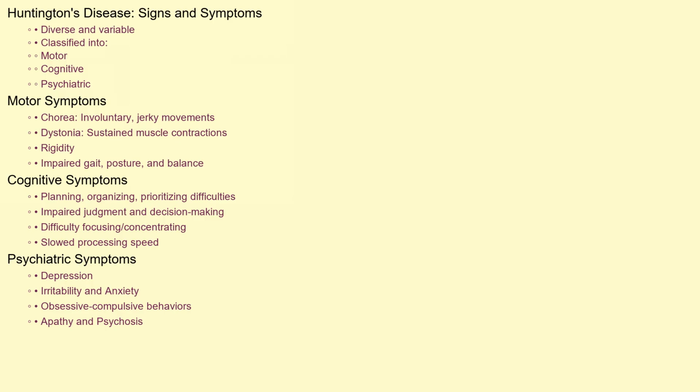Cognitive symptoms encompass difficulties with planning, organizing, and prioritizing tasks, impaired judgment and decision-making, difficulty focusing or concentrating, and slowed processing speed. Psychiatric symptoms can include depression, irritability, anxiety, obsessive-compulsive behaviors, apathy, and even psychosis. The specific combination and severity of these symptoms vary across individuals and change as the disease progresses.